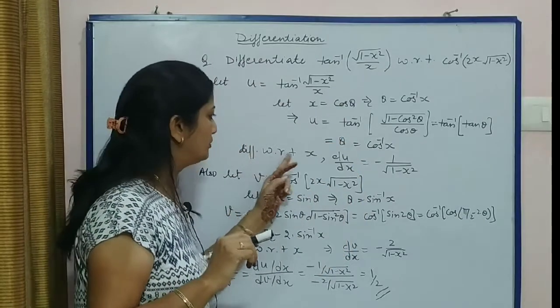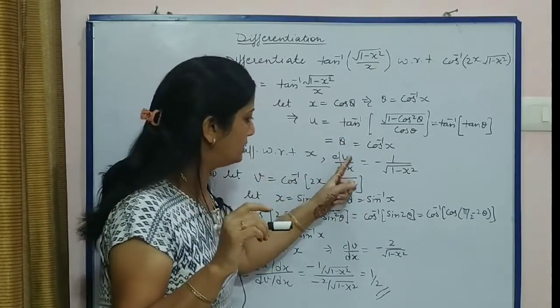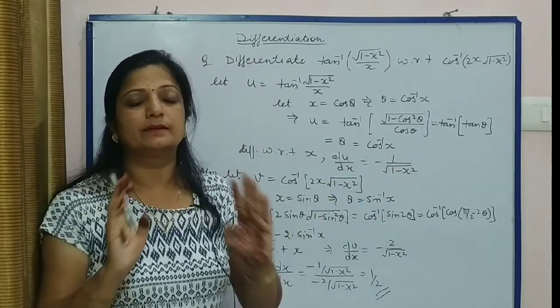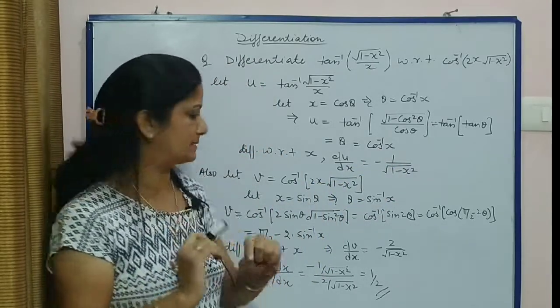Then we differentiate with respect to x. We have du/dx = -1/√(1-x²). This is the formula for cos⁻¹x, right?